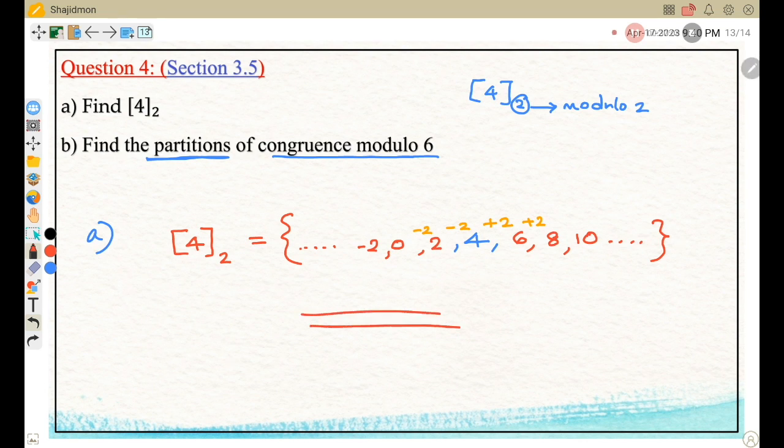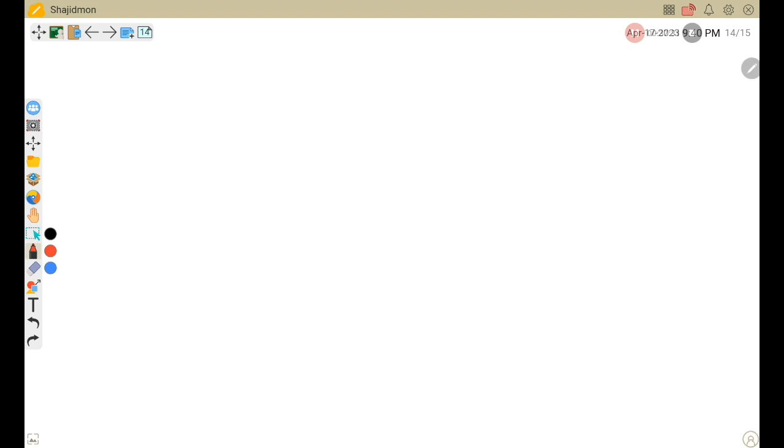Now the second part of the question: find the partitions of congruence modulo 6. Okay, so we will go to that one. Partitions of the congruence modulo 6 means the partitions of the equivalence relation congruence modulo 6. The relation is congruence modulo 6. So we will go to the second part of the question here.